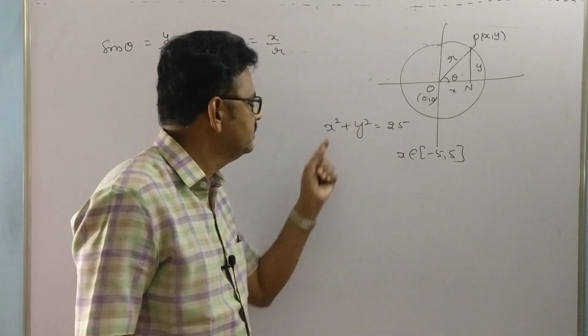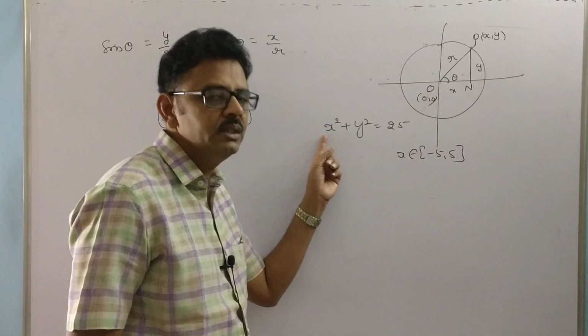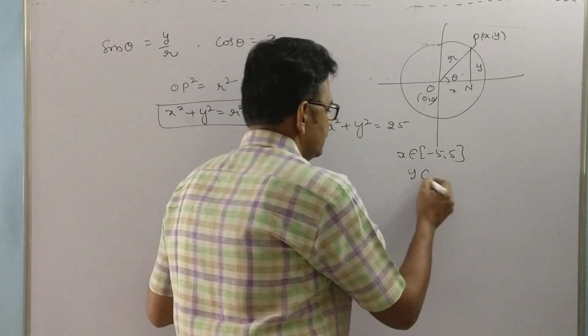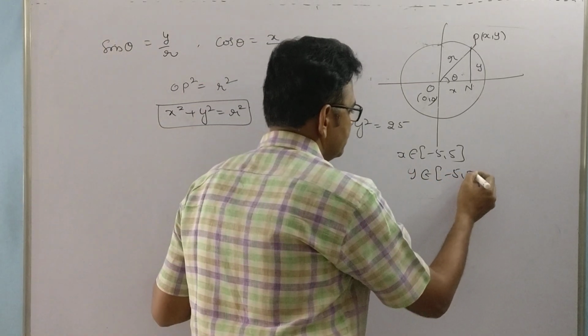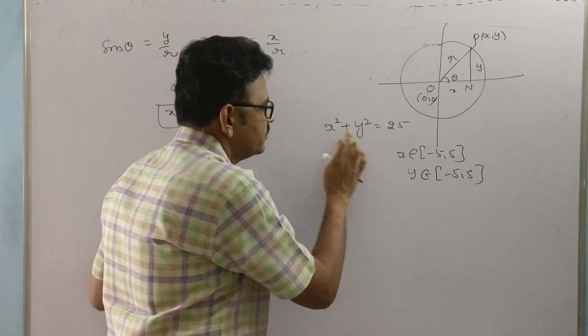The minimum value: if you take x equal to minus 5, whole square is 25, 25 plus 0. Y also belongs to minus 5 to 5. But don't take, at the same time, x equal to 5 and y equal to 5.